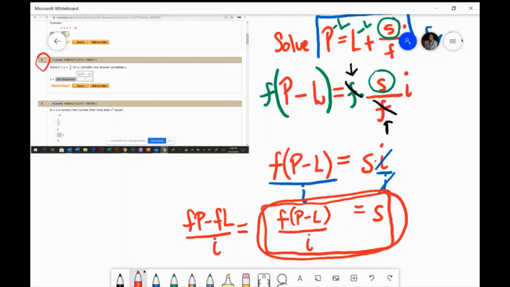All right. I mean, because there's a lot of other stuff you could do too. This is actually the same thing as FP over I minus FL over I. See, it gets complicated after a while. All of that equals the same thing. So I'm fine with you leaving it like this, because the goal here was to get S by itself. It wasn't to change it to a certain form or anything. The goal was simply to get S on one side of the equal sign by itself.